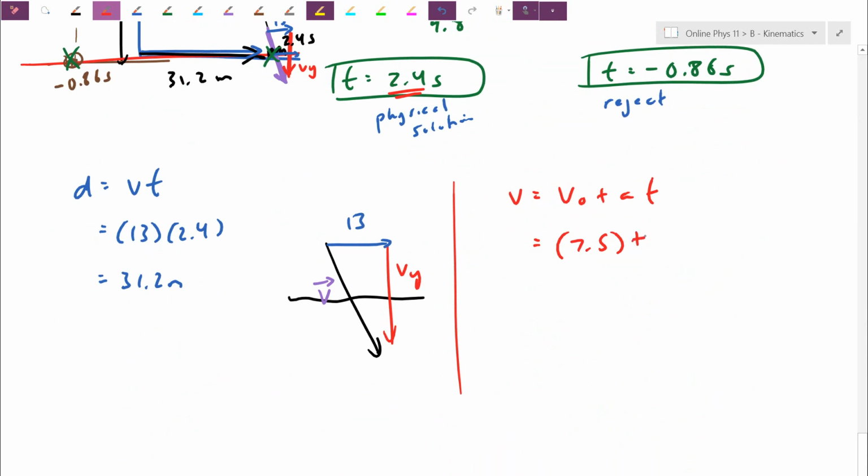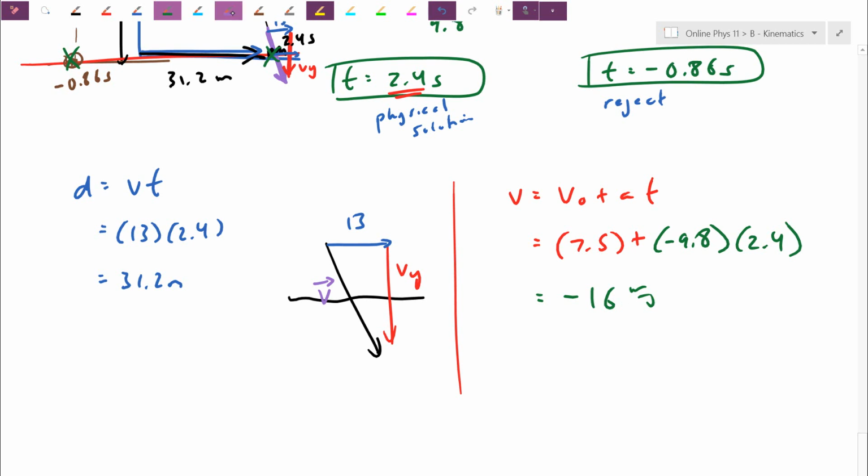Gravity does pull with a negative 9.8. Earlier in the max height question, we were just finding the time it takes to bring you back to 0. This time I know the total time is 2.4. I want to know how much downwards velocity I have immediately before hitting. 7.5 minus 9.8 times 2.4 gives you here negative 16 meters per second.